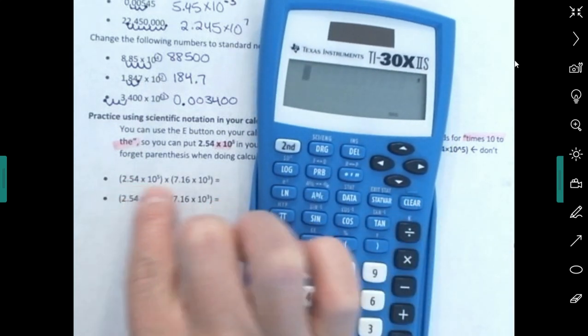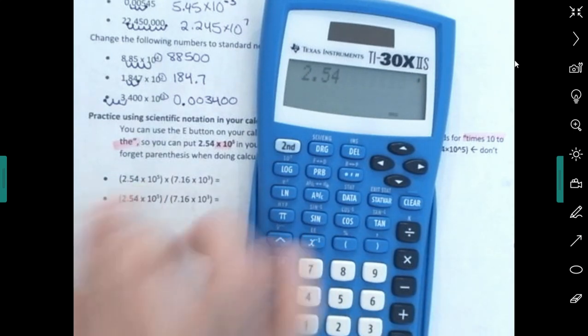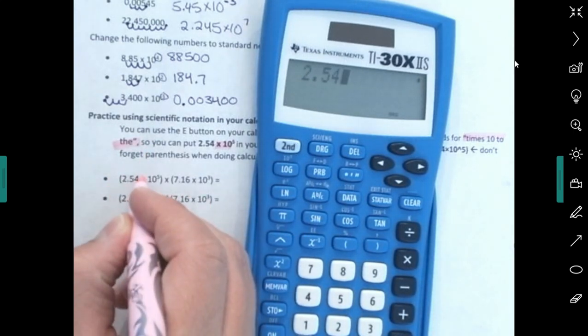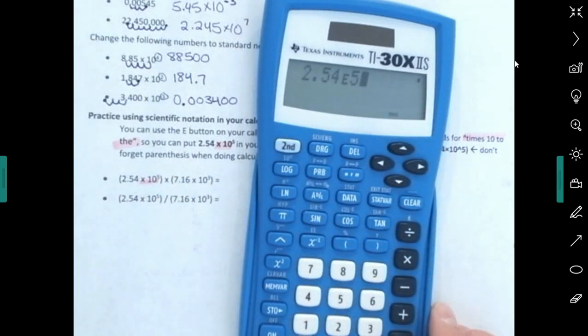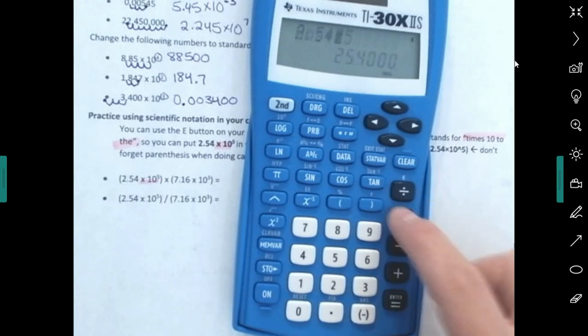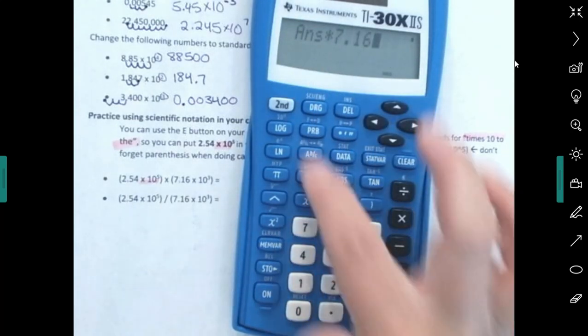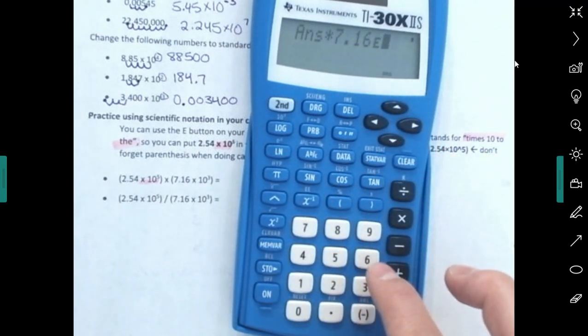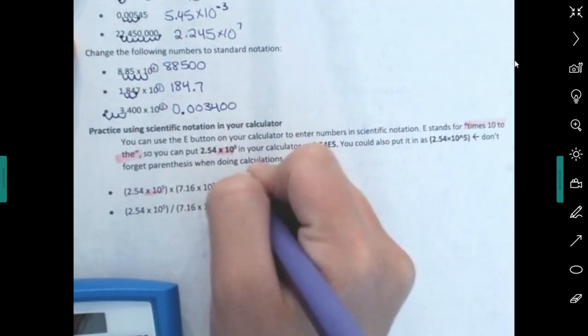So I'm going to multiply these two numbers. I'm going to go 2.54. I'm going to use my E button. So remember, E takes the place of all that. So I'm going to go E5. Okay, and then what I like to do is I like to press enter in between. If I just press enter, and then if I press just times, it stores it in there for me. So times 7.16 E3, and I get this big long number. So I'm going to write out my unrounded version first.